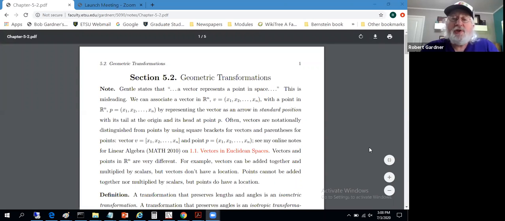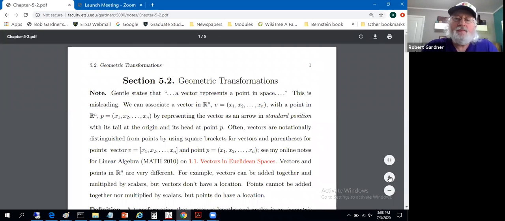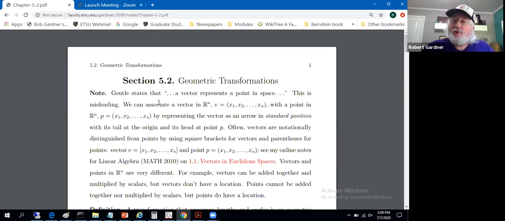On to section 5.2, title of which is Geometric Transformations. Okay, so we want to draw pictures. To do so, we need to put vectors in standard position.